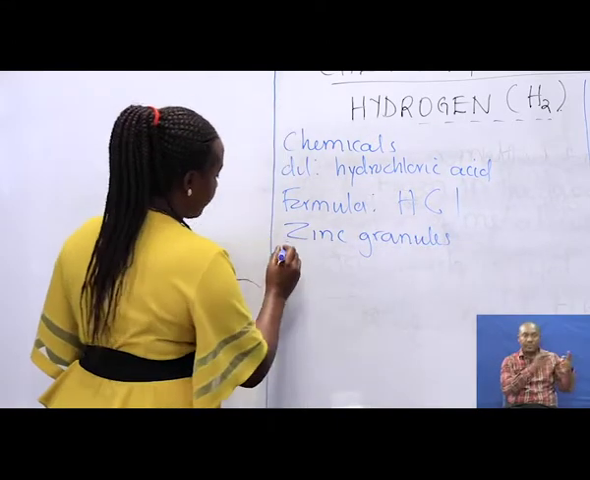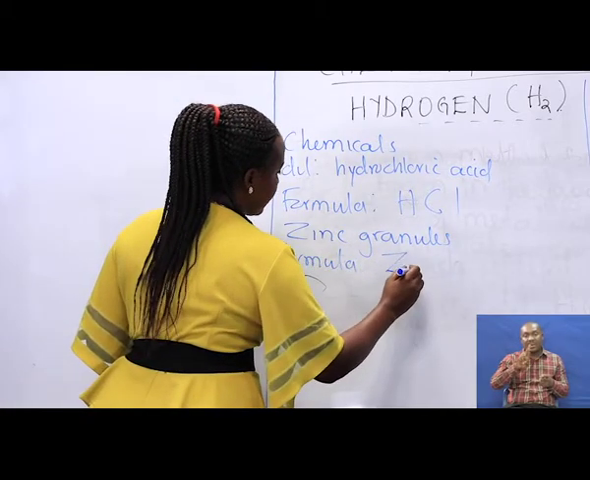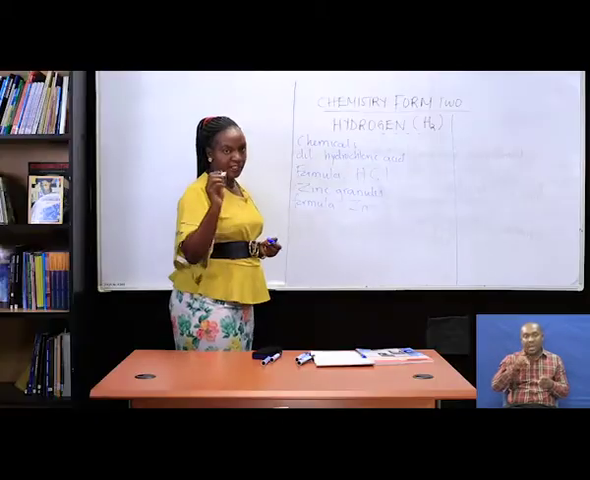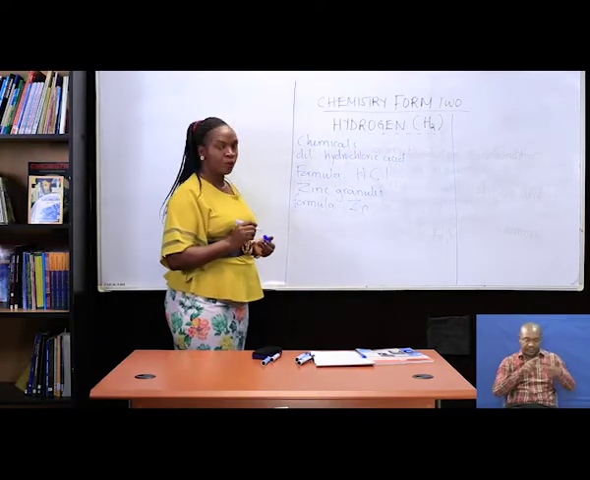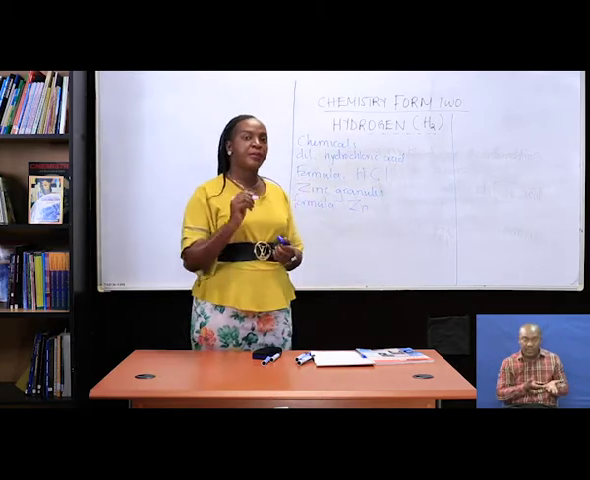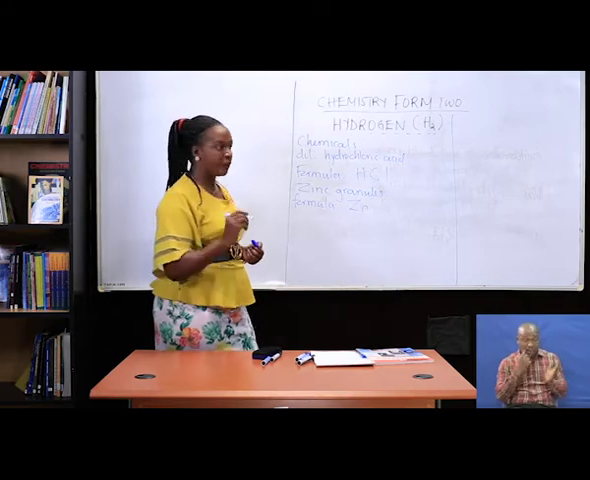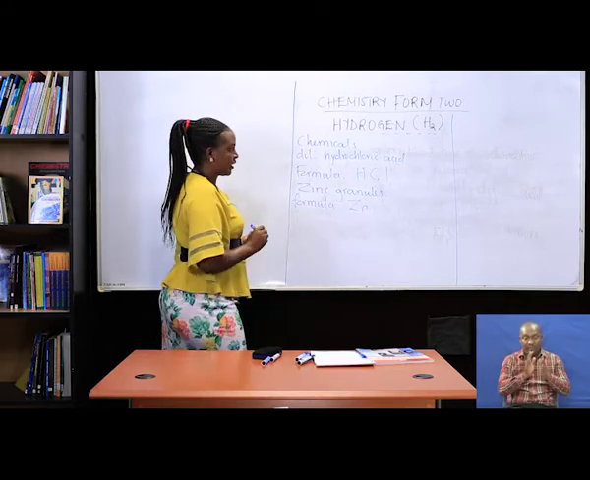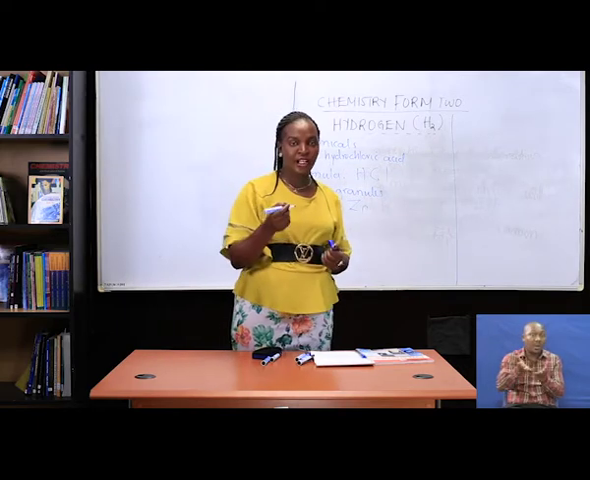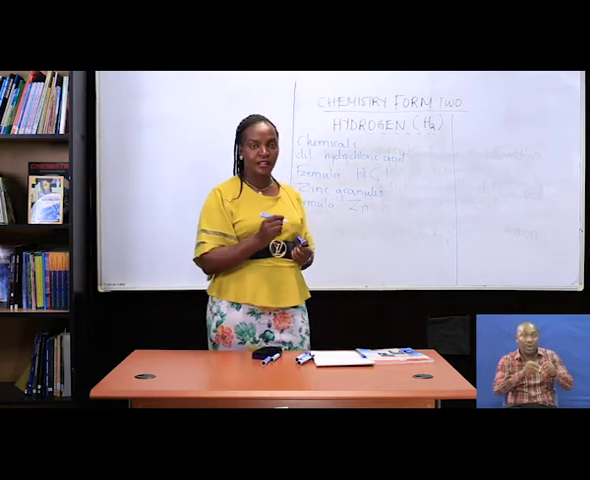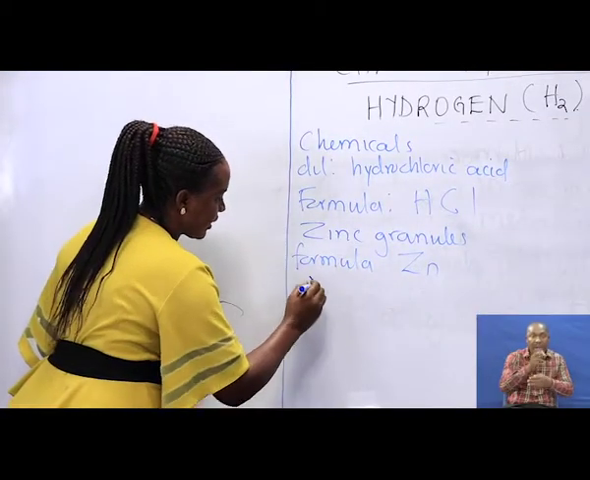And what is the formula for zinc granules? The formula is Zn, the symbol for zinc. Now, we need to see the setup of the preparation of hydrogen in the laboratory. And later on, we are going to see the chemical reaction which will be taking place in the preparation of hydrogen. Before we see the setup, what are the apparatus used?